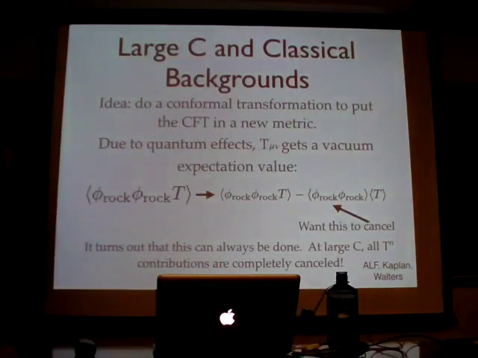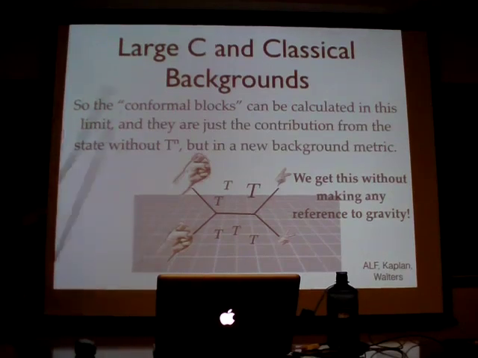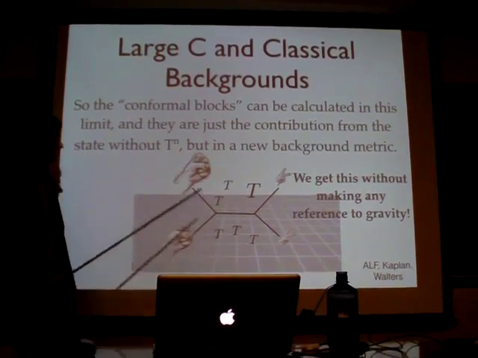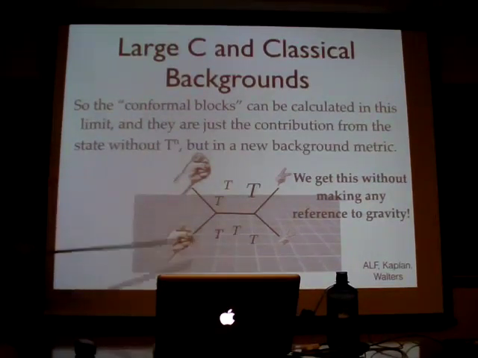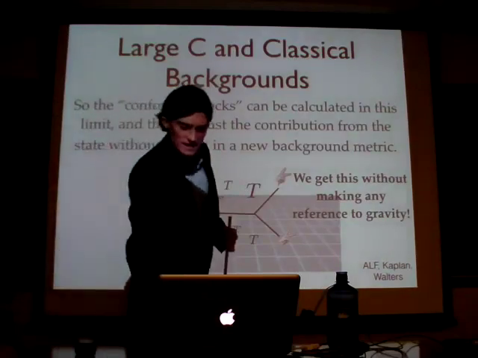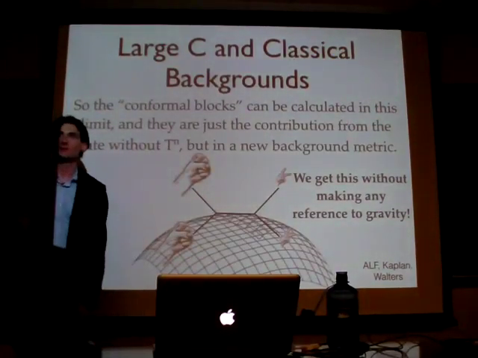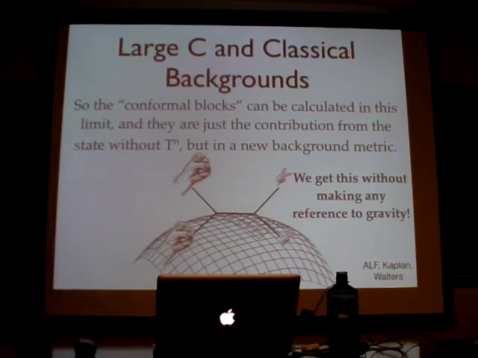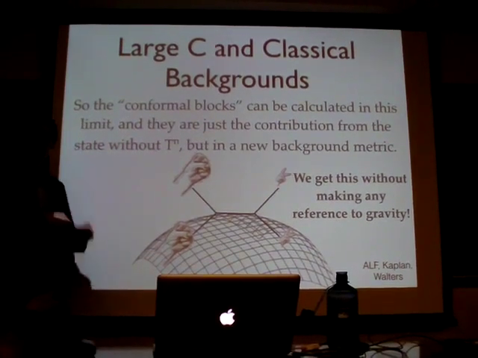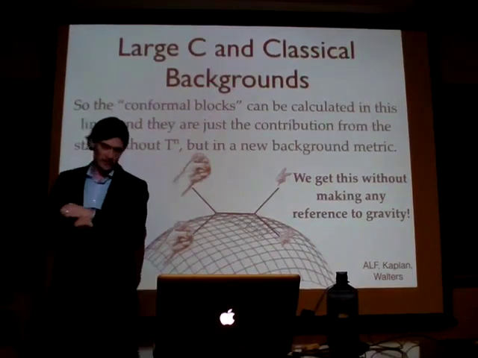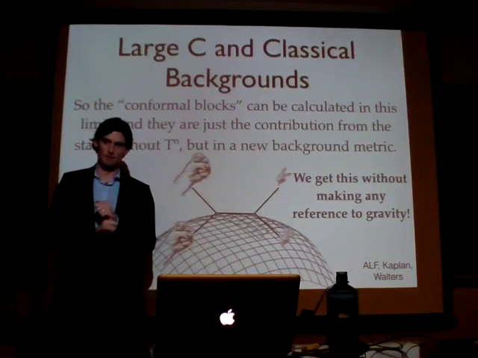So what this says is that the conformal blocks in 2 dimensions in this limit can be calculated. In fact, the contribution from all these T^n's is exactly the same as the contribution with no T's, but in a different background metric. Is the new metric still conformally equivalent to flat? The new metric is conformally flat, but it's not flat.